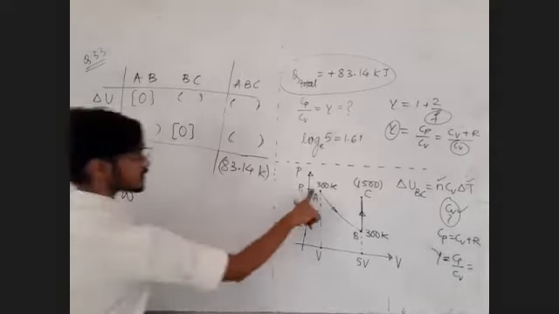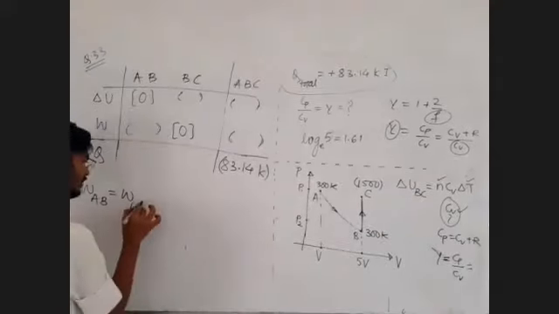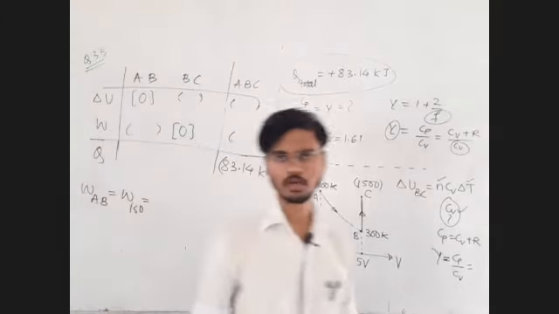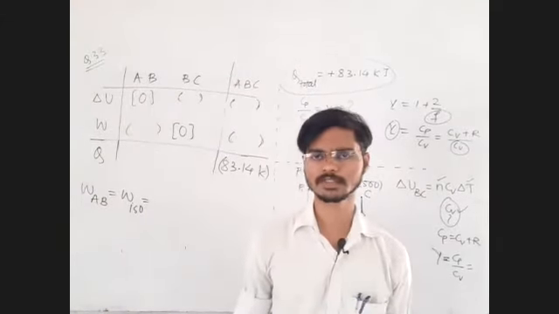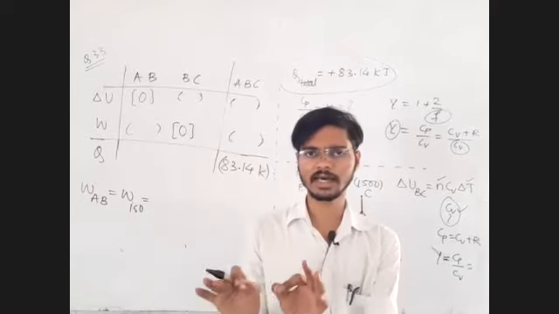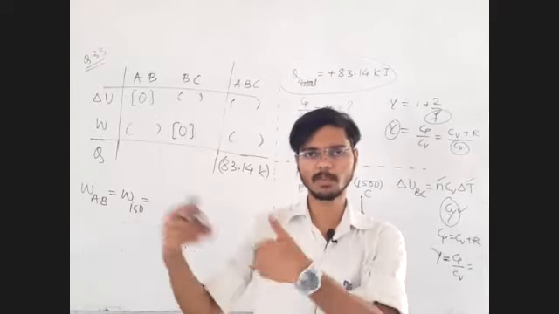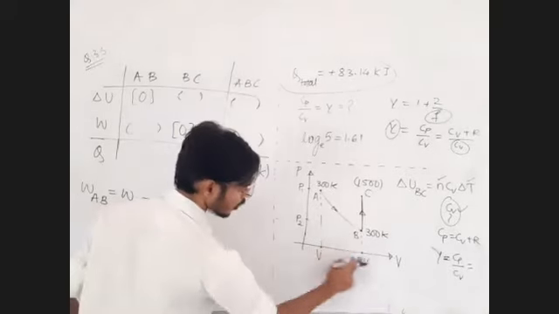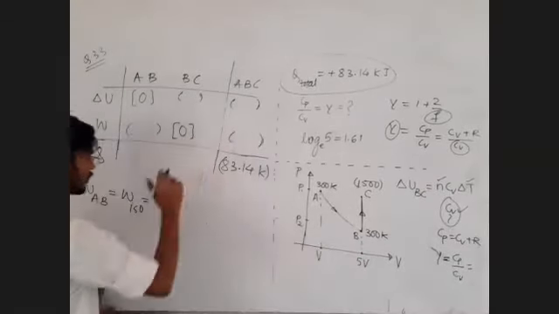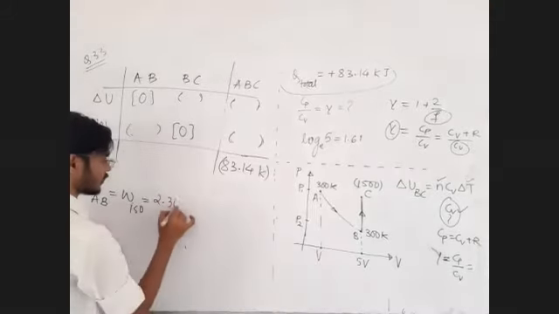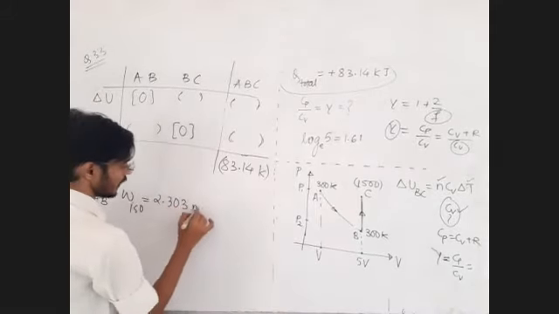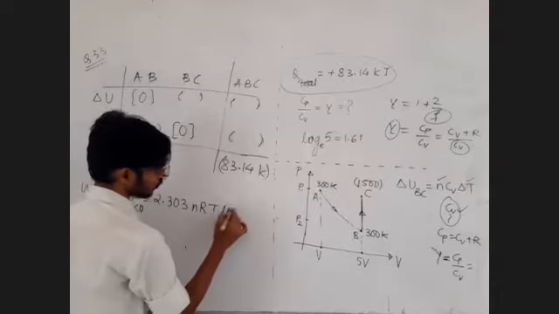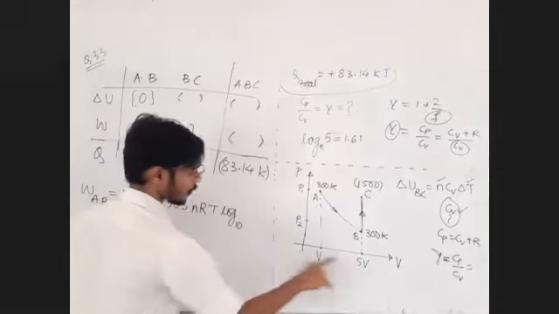Sir, process AB is isothermal. What is the work done in an isothermal process? 2.303 nRT log to the base 10 V2 upon V1, or P1 upon P2. Yes sir, volume data we already know. We'll go with the volume equation: 2.303 nRT log to the base 10 V2 upon V1.